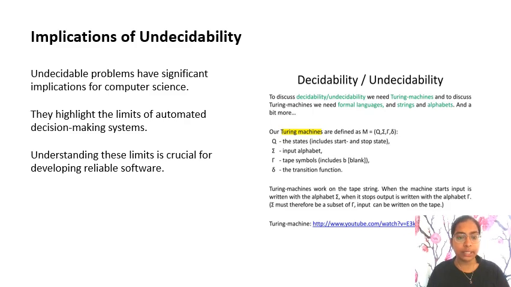Implications of undecidability. Undecidable problems have significant implications for computer science. They highlight the limitations of automated decision-making systems. Understanding these limits is crucial for developing reliable software.